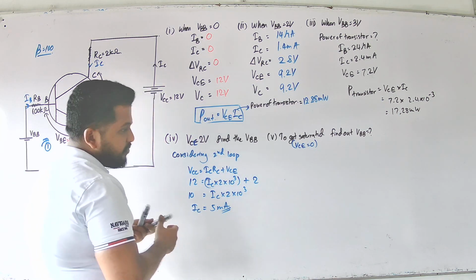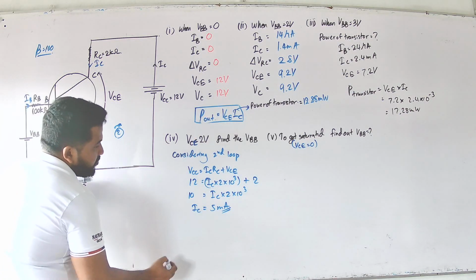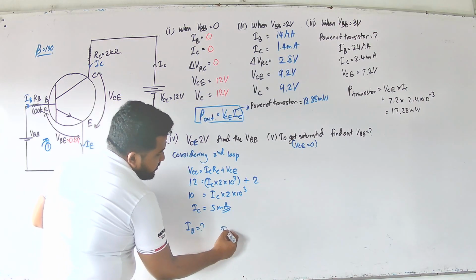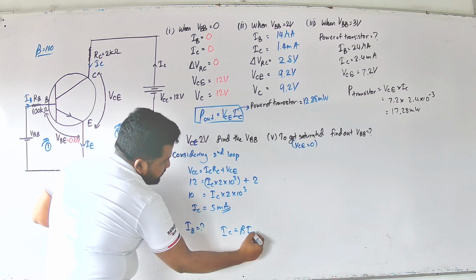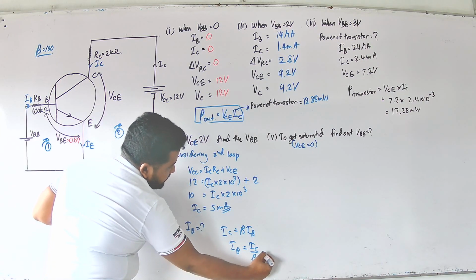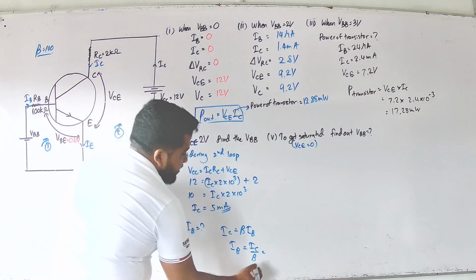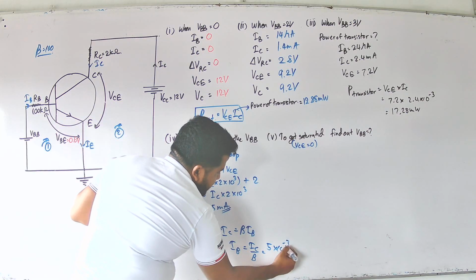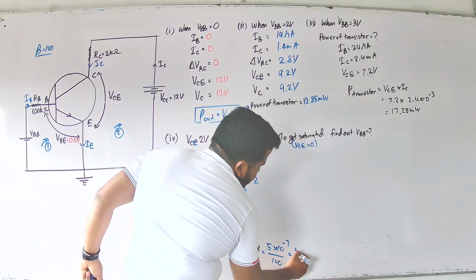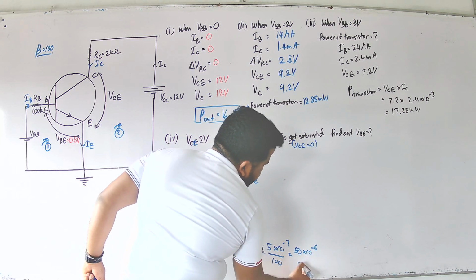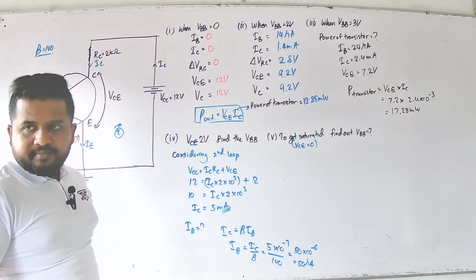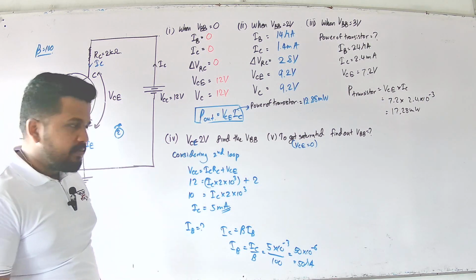Therefore, we have to find out IB. How can I find it? IC equals beta times IB, so IB equals IC over beta. IC is 5 × 10^-3 over 100, that means 50 × 10^-6. That means 50 microamperes.